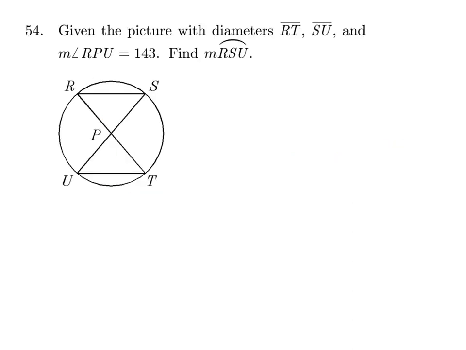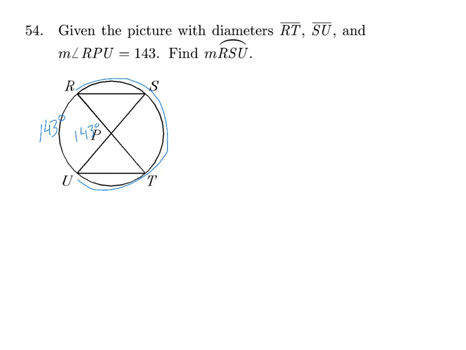Alright, given the picture with diameters RT, SU, and measurement of angle RPU 143, find measurement of arc RSU, this whole arc here. Okay, let's see what we're going to do here. Well, this is 143 here, this arc measure, because that's a central angle.